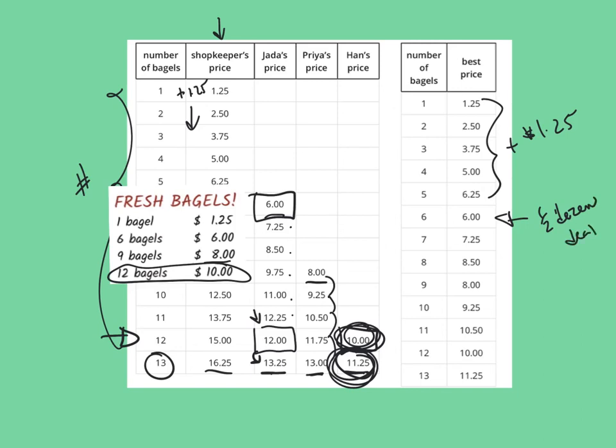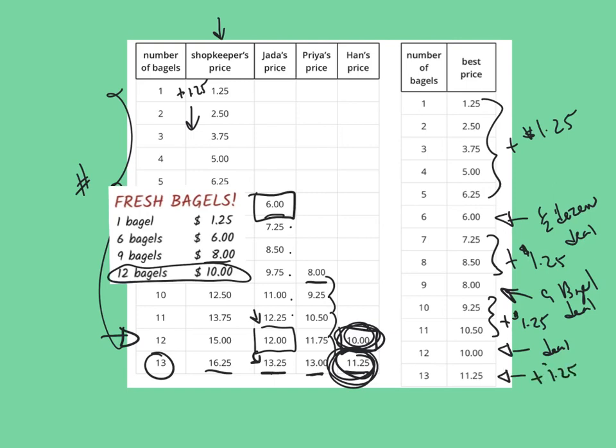Then to go from there to 8, the only way you can do that is to add $1.25 each time. But then this is another 9 bagel deal. So that's the best price to get for 9. Then keep adding $1.25. And then this is a deal for the dozen. And then this is just add $1.25.